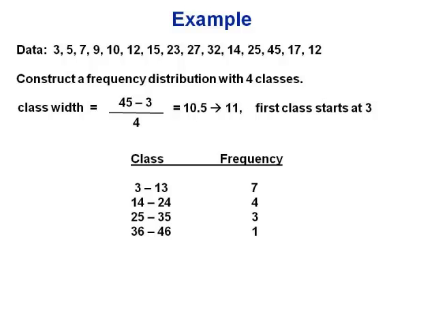Okay, and then once I have all of those ranges figured out, I just need to go back to that list of data and count how many of the numbers fall into each range or into each class. And so I did that, and that's where I came up with the 7, 4, 3, and 1.